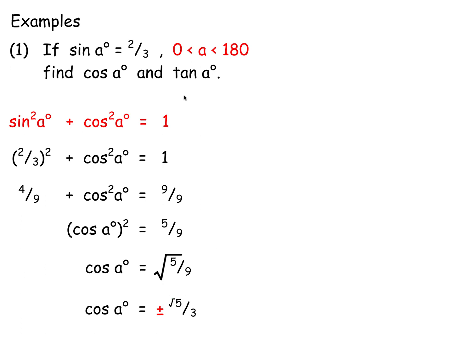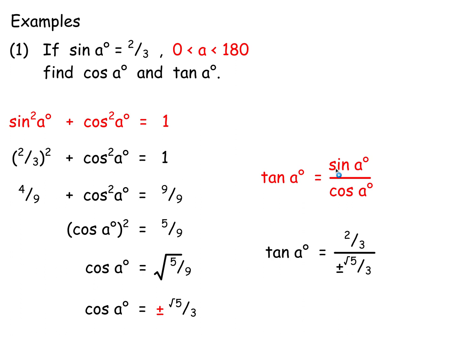Next, tan A, it's sine A over cos A. Well, you just found out cos A is root 5 over 3, and up here it told you sine A was 2/3. Put them in. Thirds in the top, thirds in the bottom. Multiply top and bottom by 3, and the thirds will disappear, and you'll get 2 over root 5, and it'll be positive and negative because the bottom could have been positive or negative.